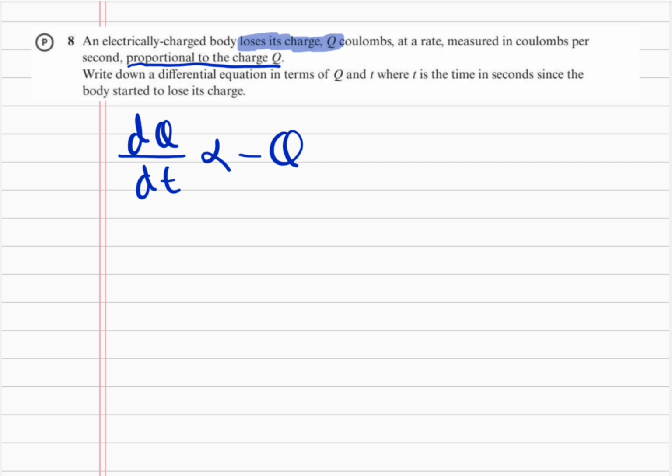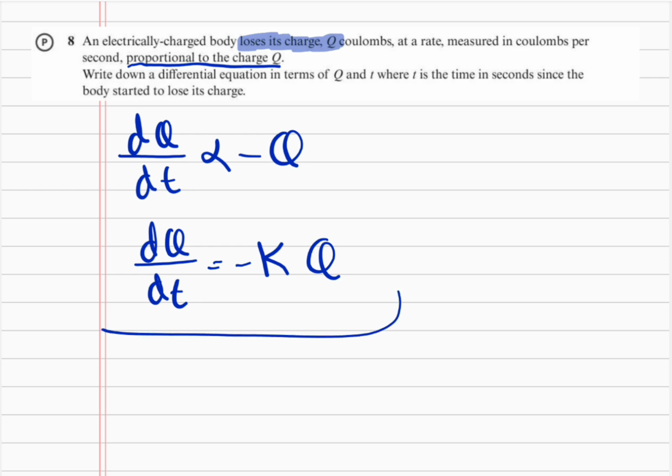As a result, if you want to write this with a constant of proportionality, you write dq by dt is minus k times q. So that's the differential equation for this question.